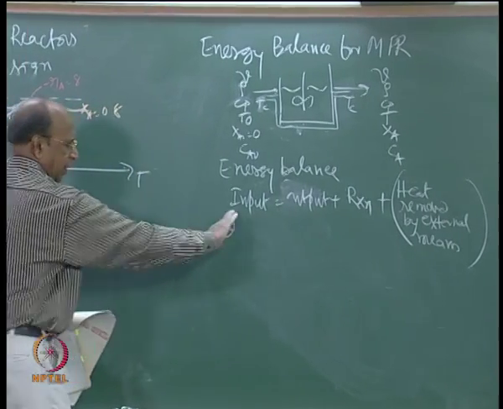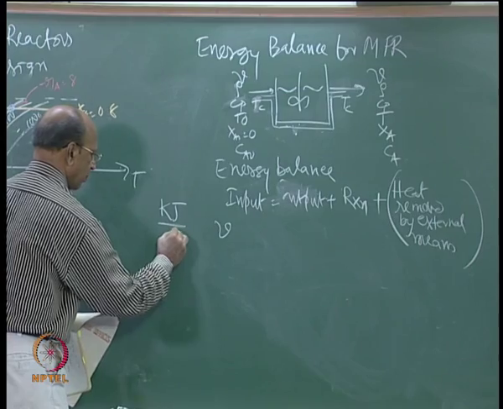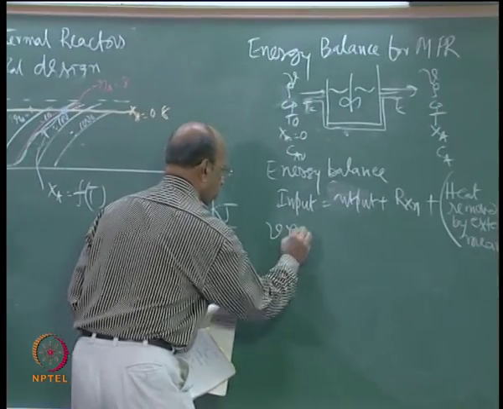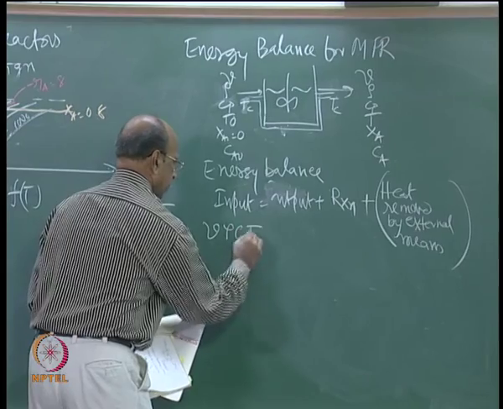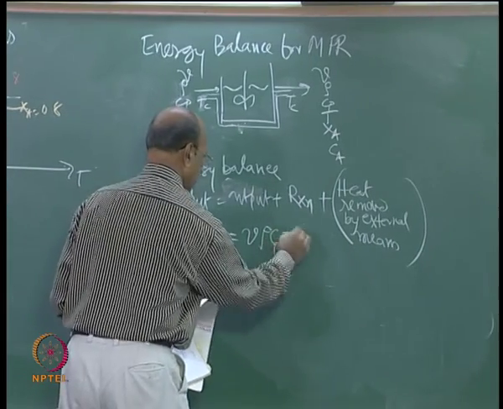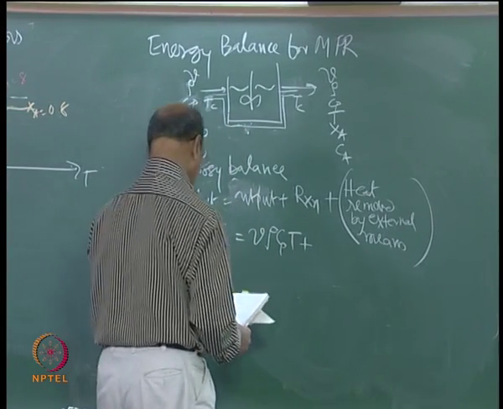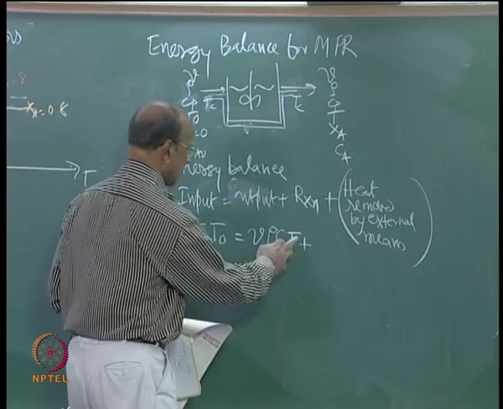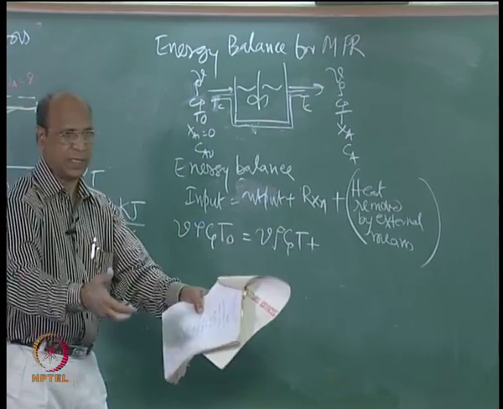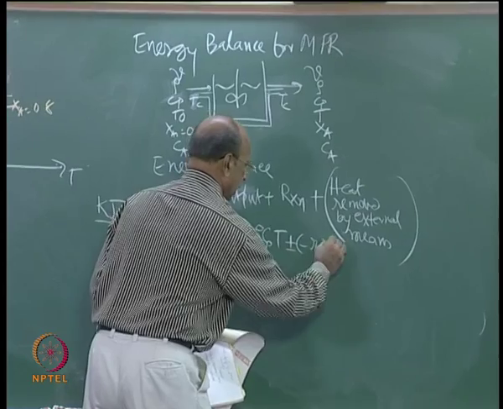First of all, what are the units I have to balance? It is kilojoules per time. So this is V rho Cp T naught, that is what is entering here, equal to V rho Cp T, that is coming out. And reaction: if I have an exothermic reaction, then this becomes negative, because that also becomes input inside. So that is why I write here plus R minus RA into delta HR.